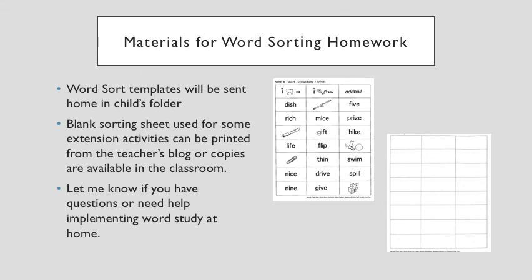So to sum it all up, your child will have one word sorting activity that they will study at home one night per week for homework. They'll do the basic sort and then choose one of the extension options. The word sort templates will be sent home. They look like this picture here in your child's folder. And some of the blank sorting sheets, if you're going to use them for one of the extension activities, can be found in the classroom or can be printed from my blog.